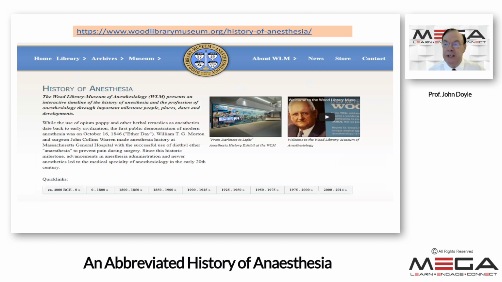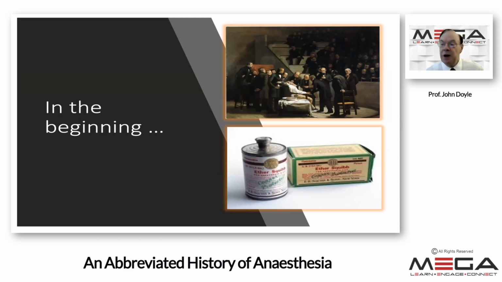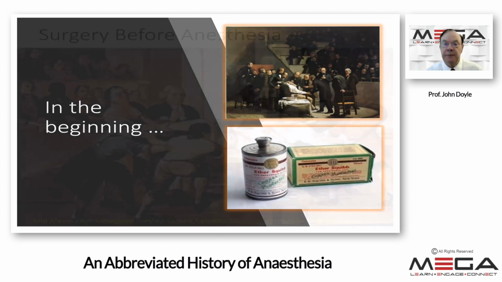A good place to begin with understanding the history of anesthesia is with the Wood Library Museum of Anesthesiology in the United States. And if you go to the website shown on the top of this slide, you can get information about the history of anesthesia that you will find to be delightful, including some videos and other information. And indeed, a lot of the information presented in this presentation comes from this source. So let's start from the very beginning.